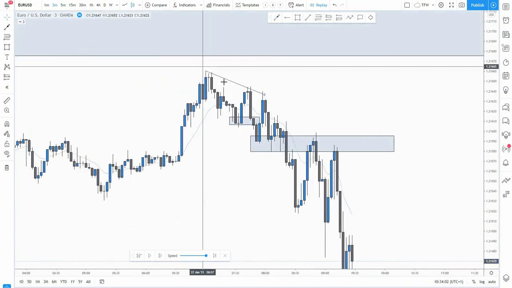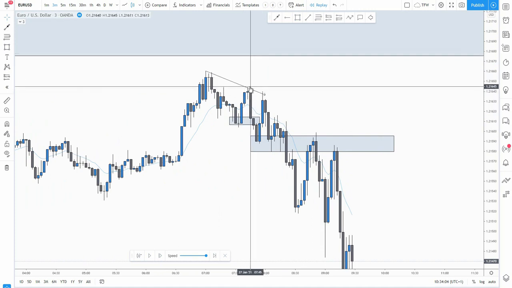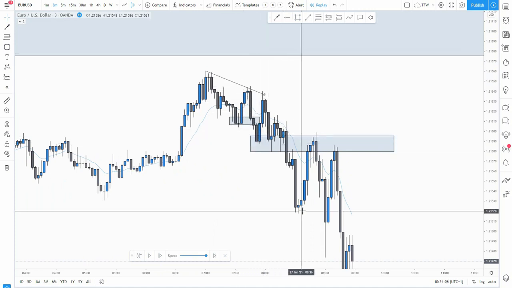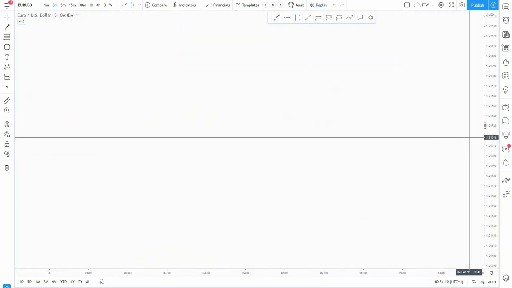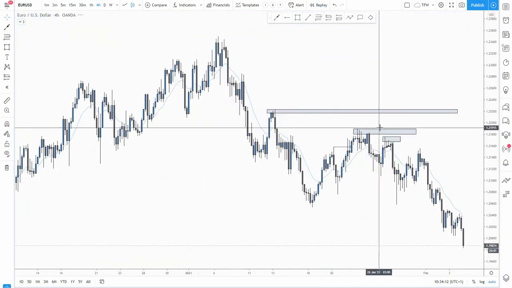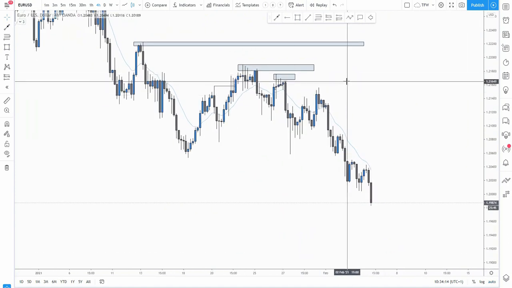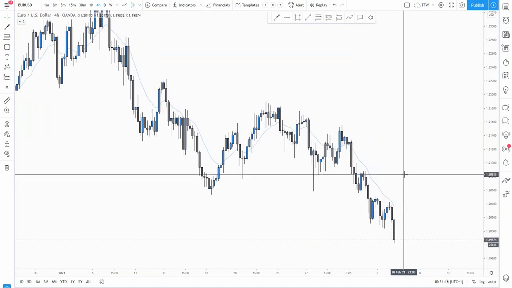Again, have a look. The market fails to make a higher high, lower low, lower high, big lower low, and then it just starts repeating that formation and strongly pushes to the downside. So this is something that I wanted to share with you guys. Major, minor structure, it all depends on which is your main time frame.